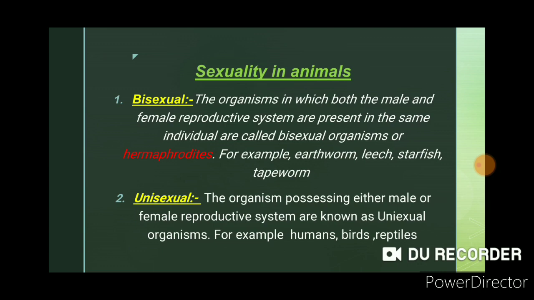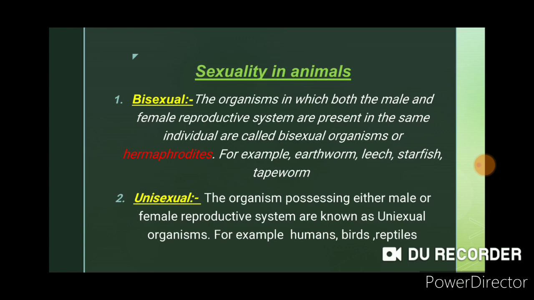Number one, what does bisexual mean? It means organisms in which both male and female reproductive systems are present in the same individual. They are known as bisexual organisms, or we can also call them hermaphrodites. I repeat, bisexual organisms are those in which both male and female reproductive systems are present in the same individual.